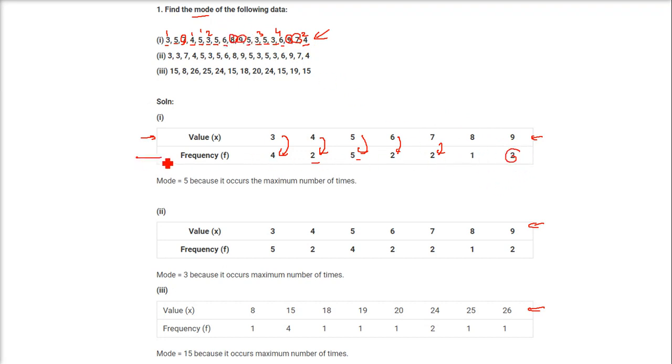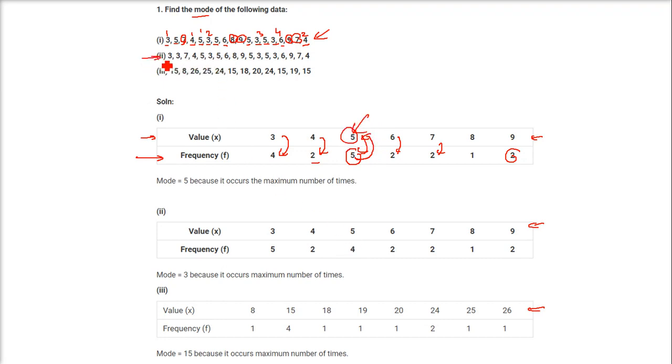Now we just have to see in this frequency row which is the maximum number. 5 is the maximum one. And corresponding to this, what is the value? 5. So this is the mode of this data. 5 is the mode of the data.